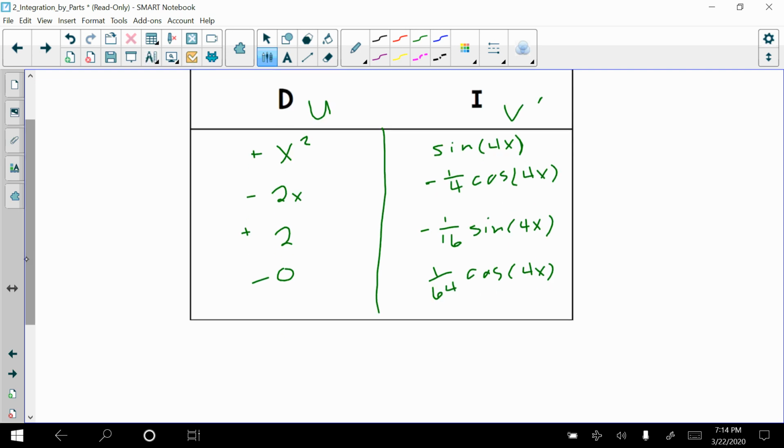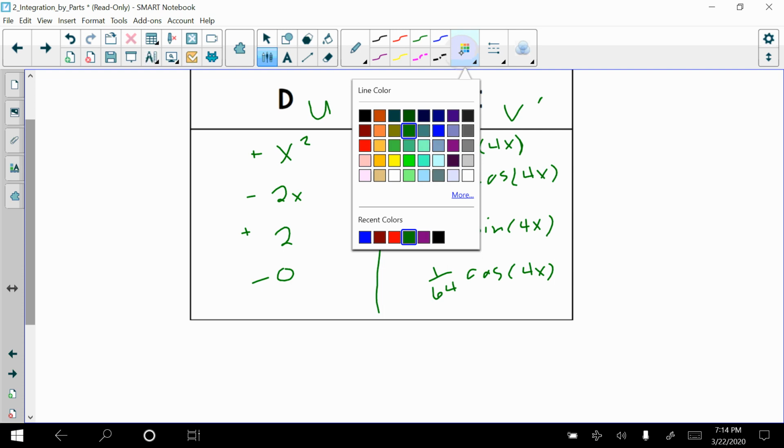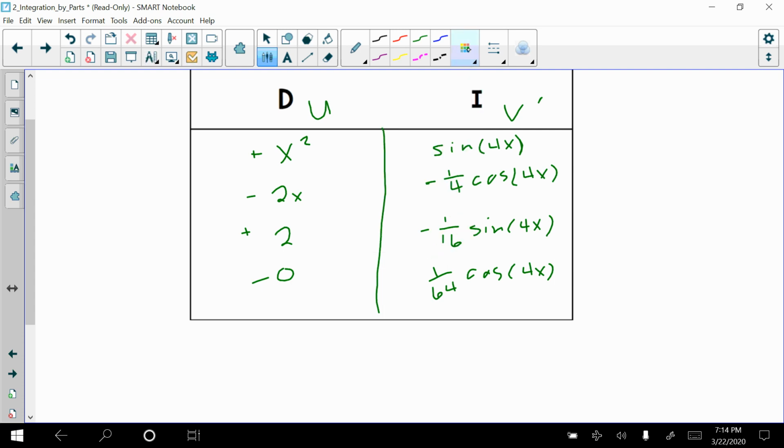So now what we're going to do is our diagonal multiplication here. So let me just pick a different color here to show what's going to get multiplied together. So we're going to start off by saying the positive x squared times the negative 1/4 cosine. So this is going to give me a negative 1/4 x squared cosine of 4x. Forgot my x squared.